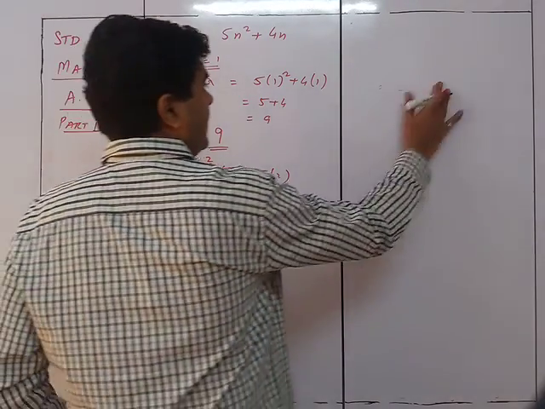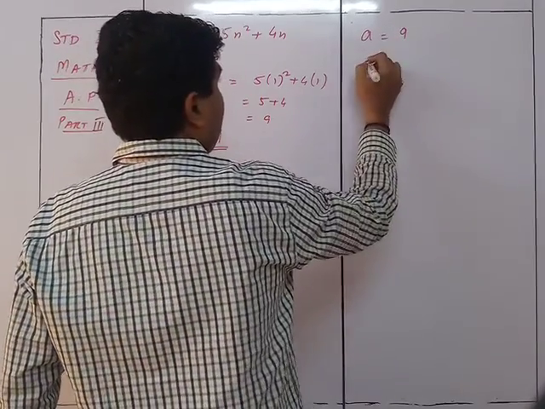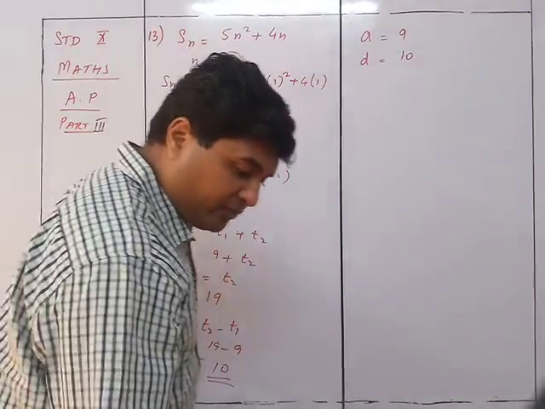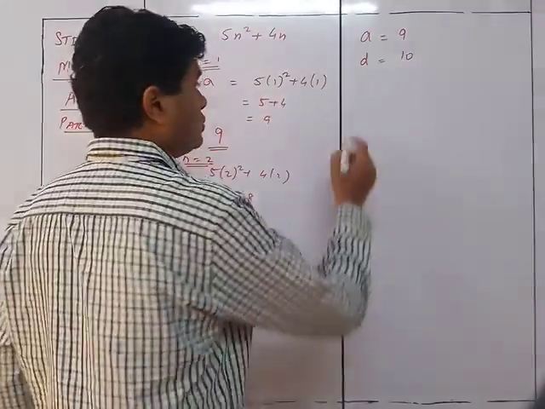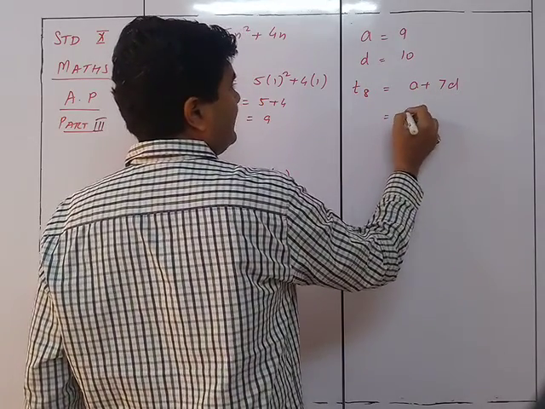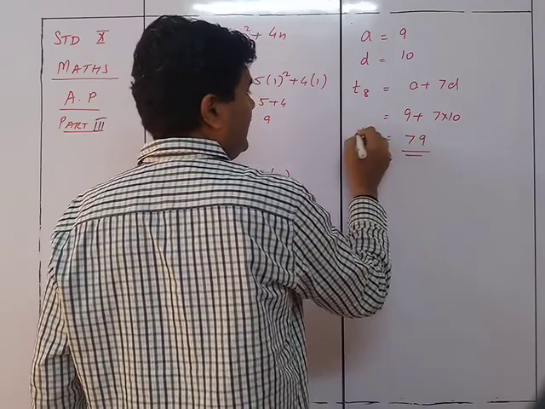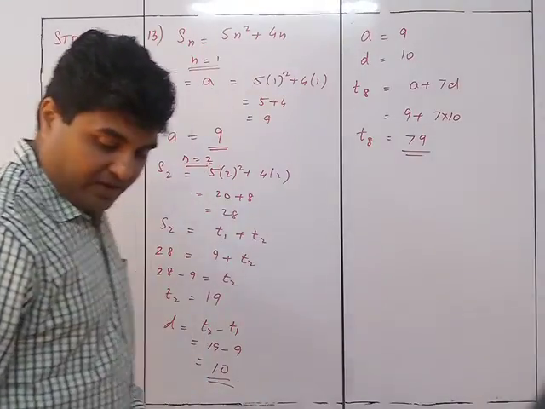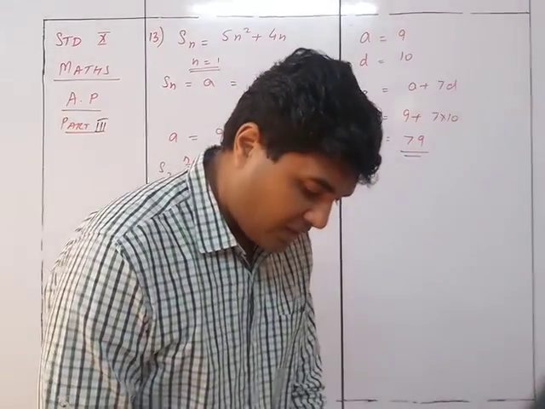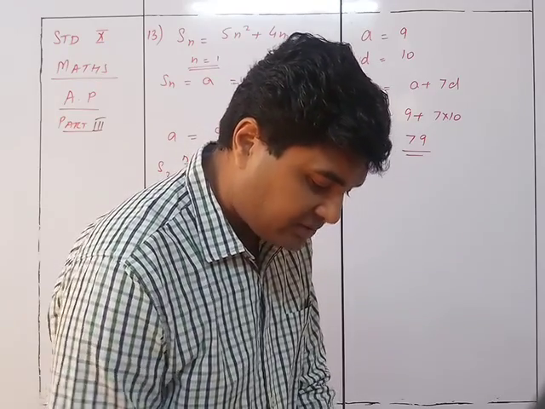So here we have now that A is equals to 9 and D is equals to 10. So accordingly, we want to find out the 8th term. So T8 is equals to A plus 7D. It is equals to 9 plus 7 into 10 is equals to 79. So T8 is equals to 79 is the answer for sum number 13. Let's check it out. Sum number 13, the answer is 79.